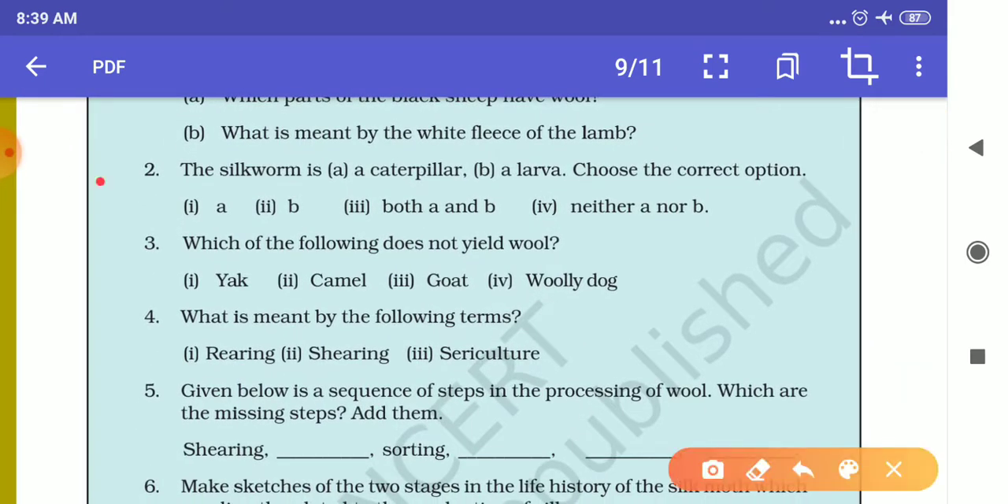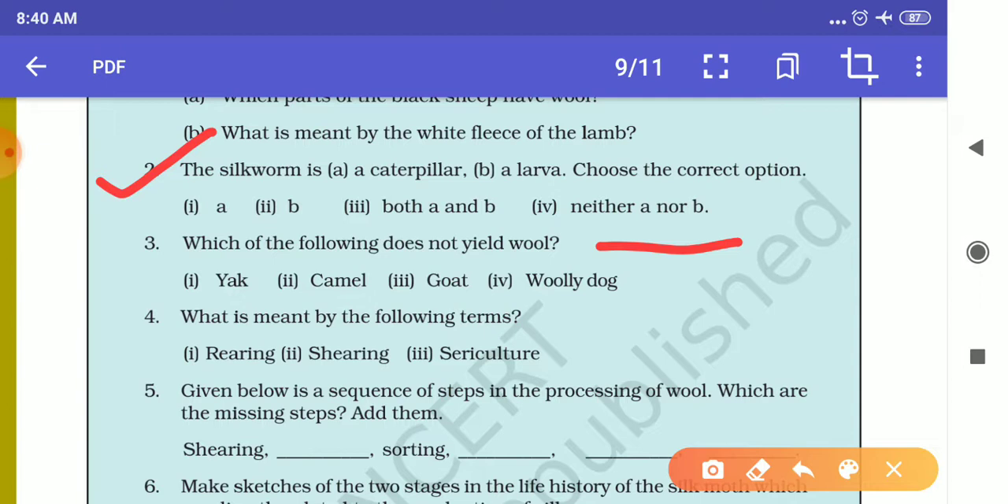the silkworm is A, a caterpillar, B, a larva. Choose the correct option. There are four options. Option 1 is saying A, it is called caterpillar. Option number 2 is saying B, that is larva. Option number 3 is telling them both A and B, and option number 4 is telling neither A nor B.